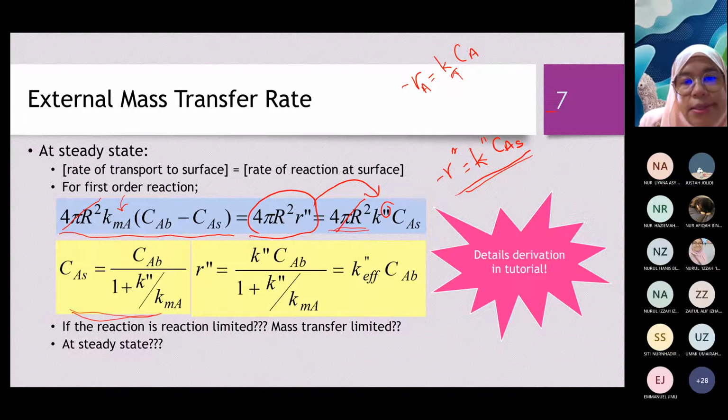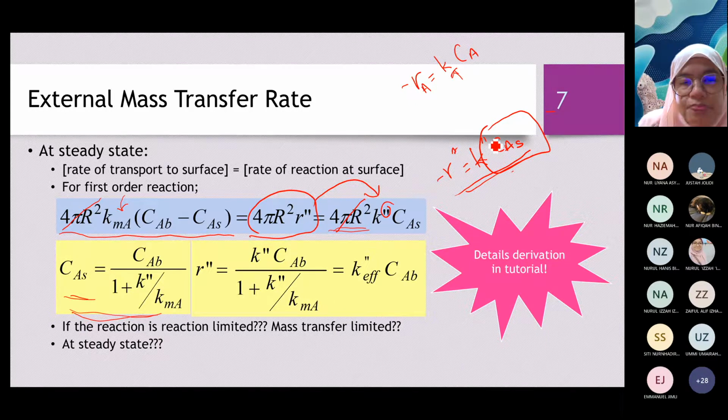And then the overall rate equation. If you look at this rate law, the rate of reaction at the surface is r equals k prime C_As, so we want to eliminate this term. That's why we rearrange for C_As. To express the rate law at the external or catalytic surface, we need to write it in terms of the concentration of reactant at the bulk. So we substitute this C_As with this equation, and from here you get this equation.